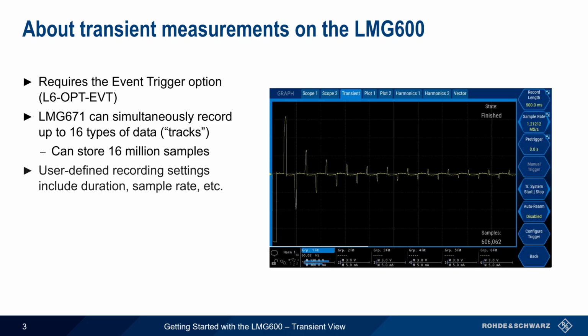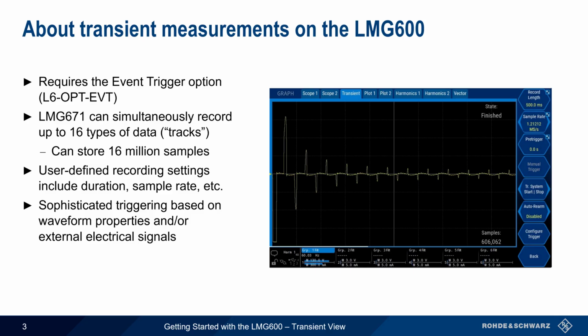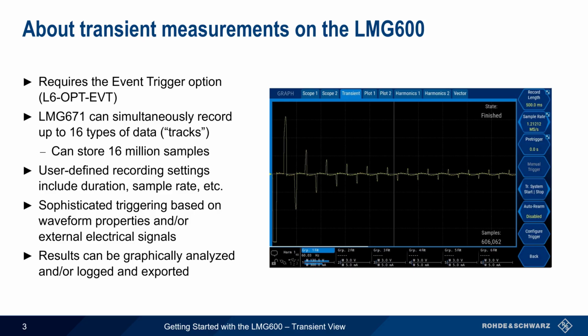The user defines the recording settings, such as duration, sample rate, and pre-triggering, as well as the trigger or triggers that are used to start the capture. These are usually waveform properties, but may also be external electrical signals. After the transient has been captured, it can be graphically analyzed directly on the LMG, and/or the data can be logged to a file and exported for additional analysis or documentation.